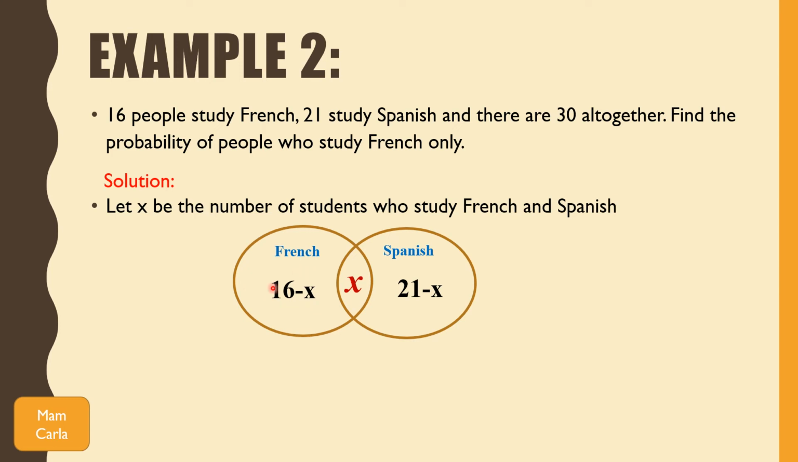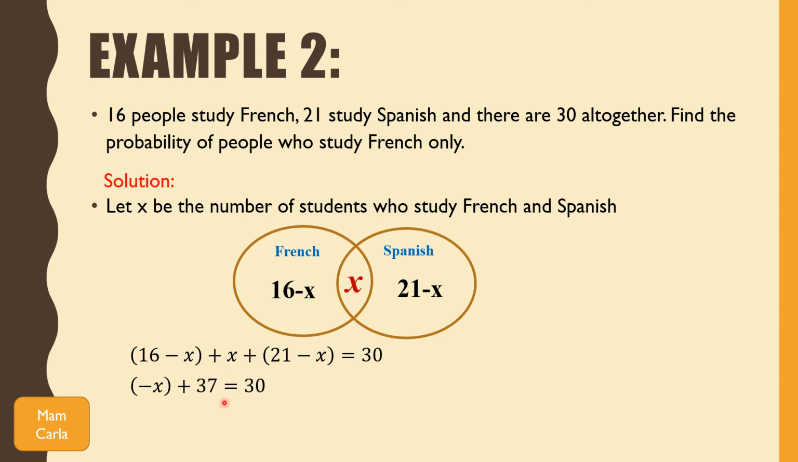It means X is the number of students who are studying both French and Spanish. So it means that French will be represented by 16 minus X, since 16 people are studying French, and Spanish is 21 minus X, since 21 are studying Spanish. And since there are 30 altogether, it means that we will be using 16 minus X plus 21 minus X equals 30. So solving for the value of X, combining all X, negative X minus X is negative 2X.